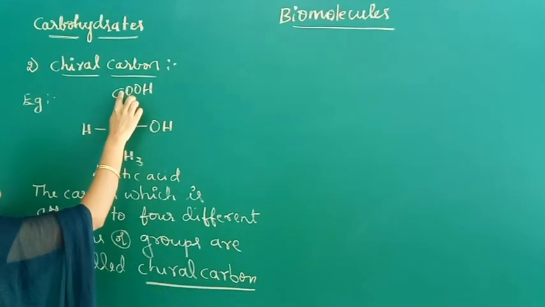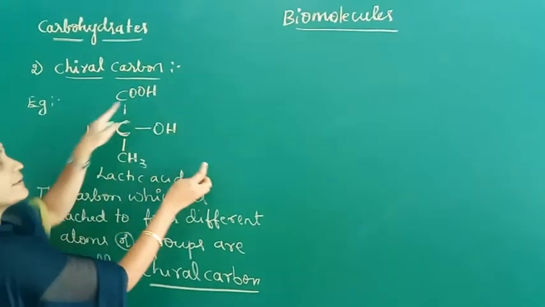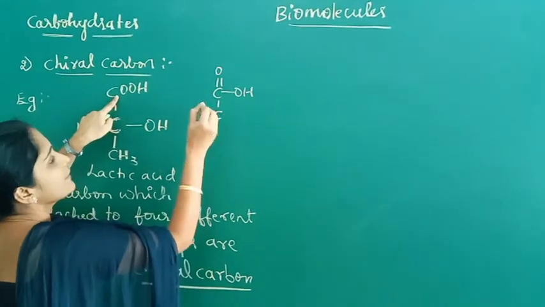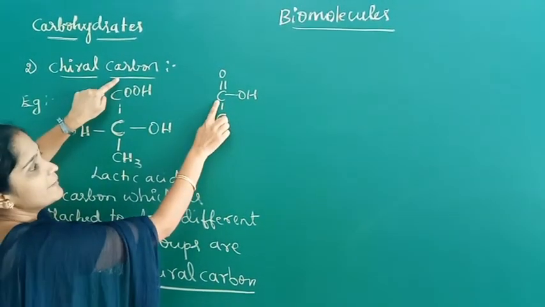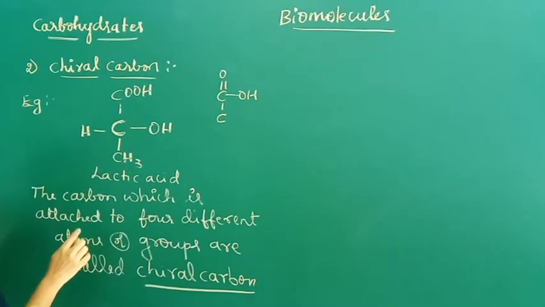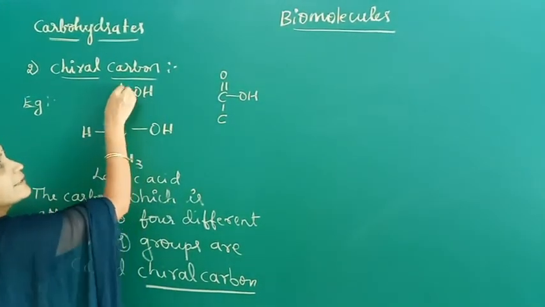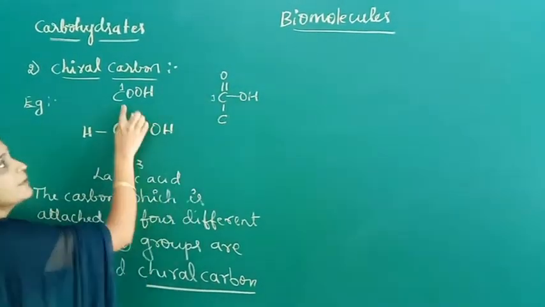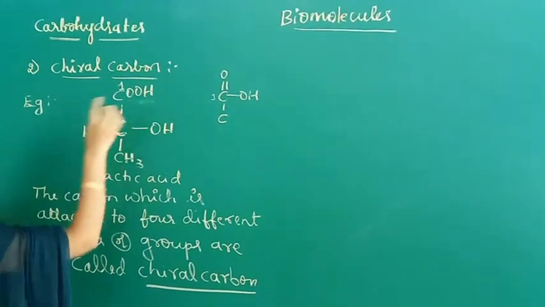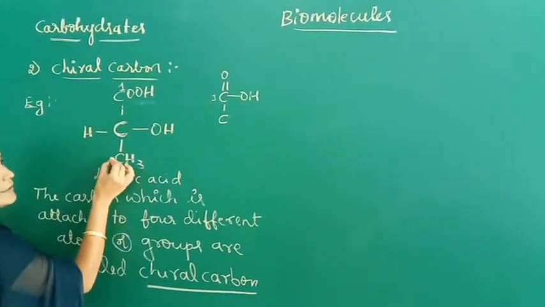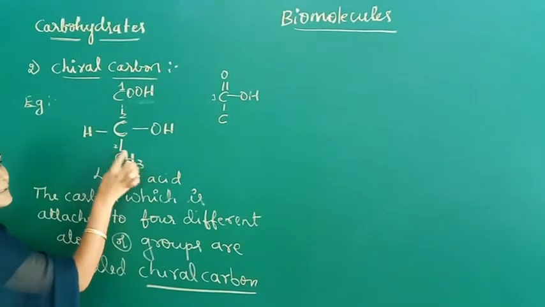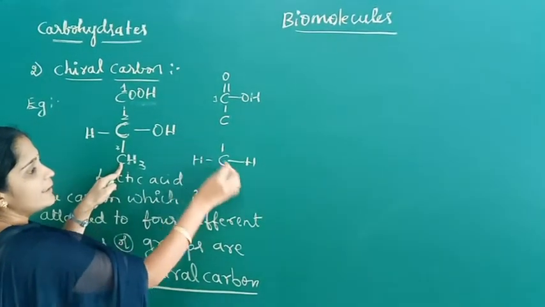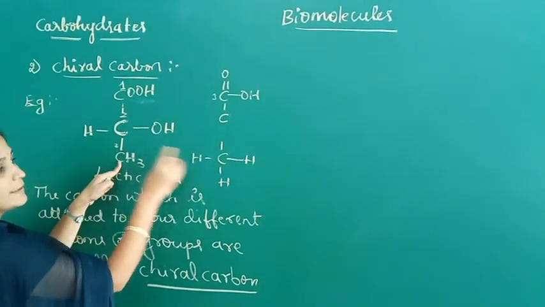The first carbon atom is not an asymmetric carbon because this carbon can be written like this, C double bond O, OH. Asymmetric carbon means the carbon which is attached to 4 different atoms and groups. Here the first carbon is not attached to 4 different atoms or groups, so the first carbon is not an asymmetric carbon. Come to the third carbon. Here the carbon is attached to 3 hydrogen atoms, so all the atoms are similar. So this third carbon atom is not asymmetric.